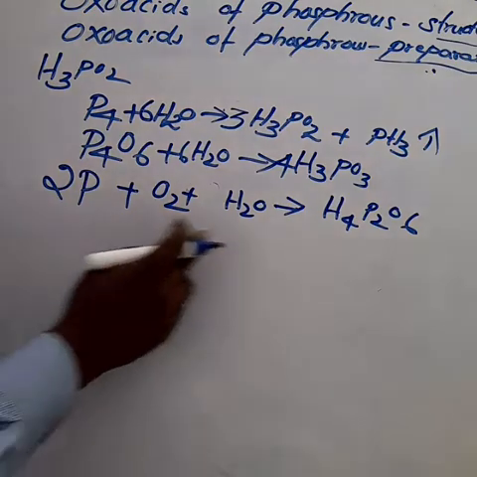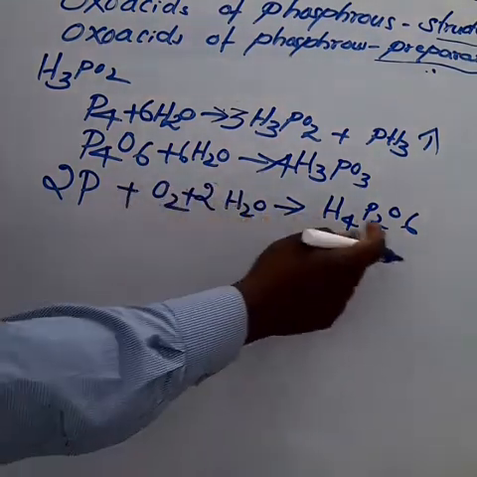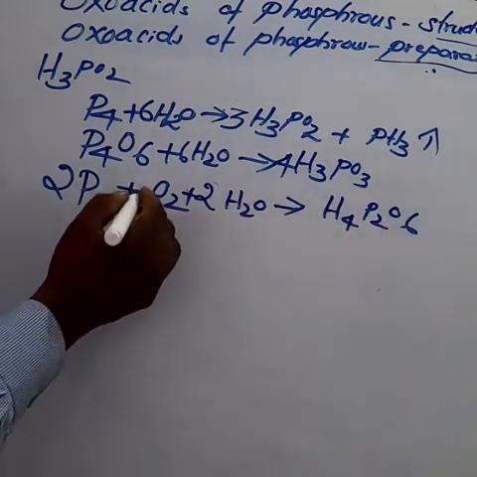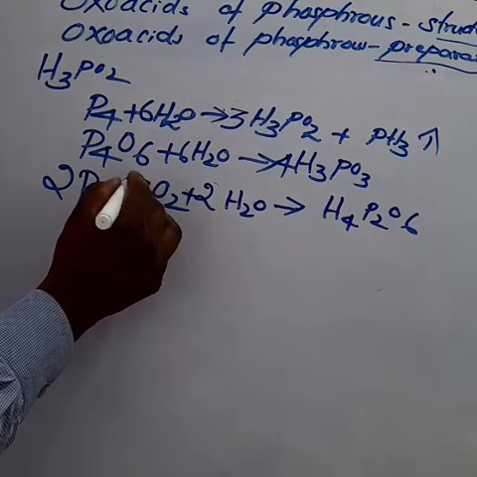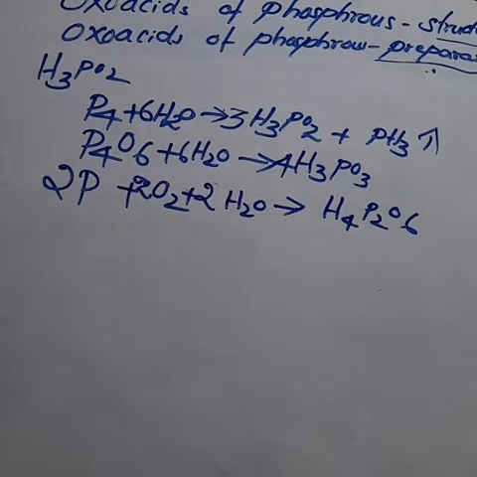Next, how much hydrogen is there on the product side? 4. So make it 2 water molecules. How much oxygen is there? On the product side, 6 oxygen. Make it 2 into 2, which is 4. So now the equation is balanced.